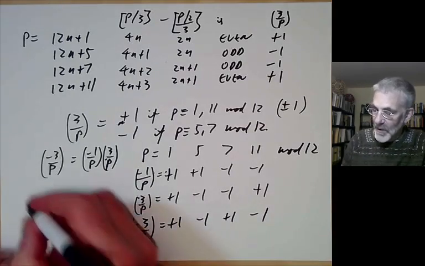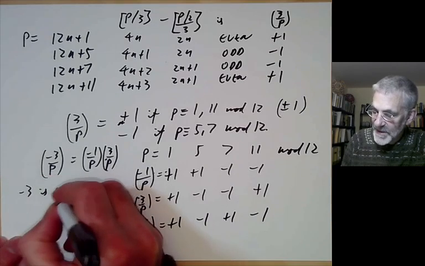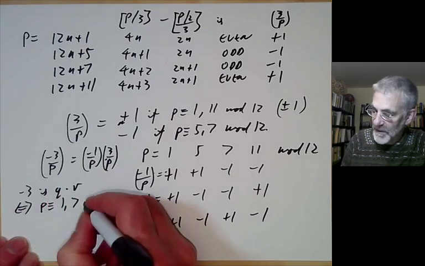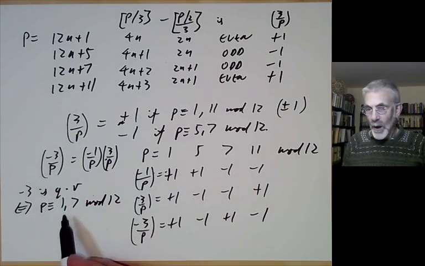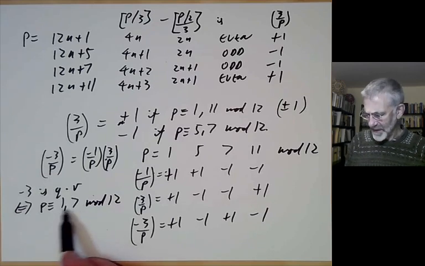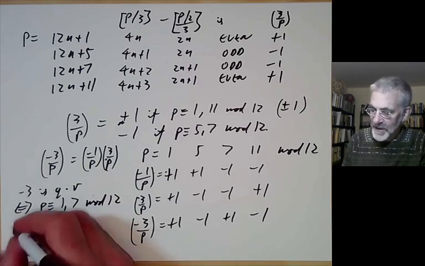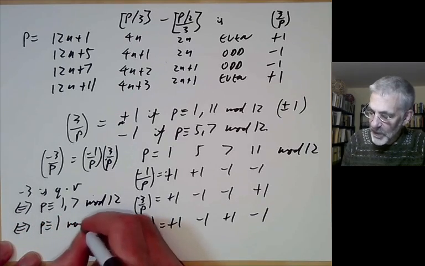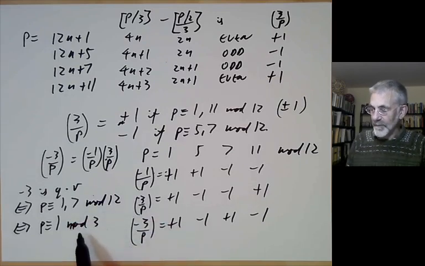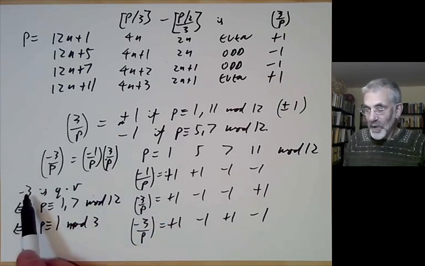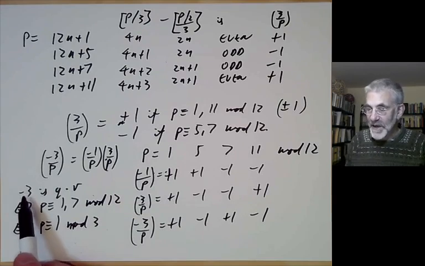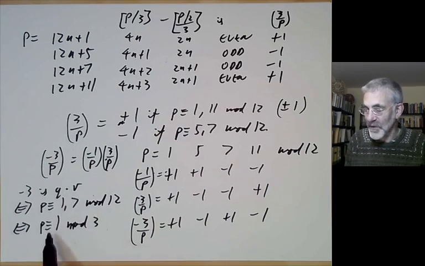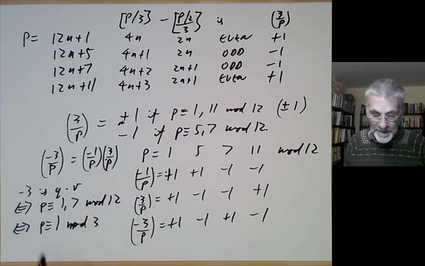So we see that minus 3 is a quadratic residue if and only if p is congruent to 1 or 7 modulo 12. Well, in fact, that's a bit of a clumsy way of stating it, because you may notice this is actually equivalent to saying that p is congruent to 1 modulo 3. So whether or not minus 3 is a quadratic residue is actually easier than whether 3 is a quadratic residue, because whether minus 3 is a quadratic residue only depends on what p is mod 3.